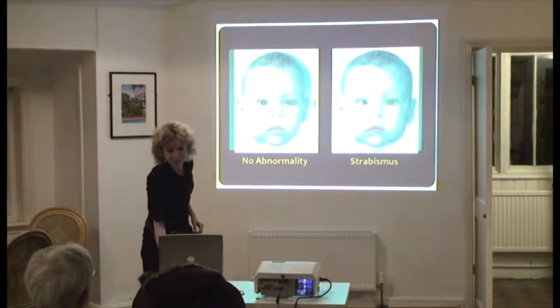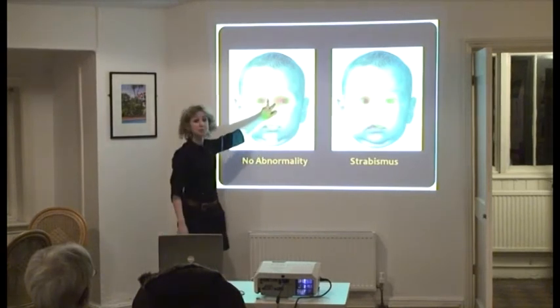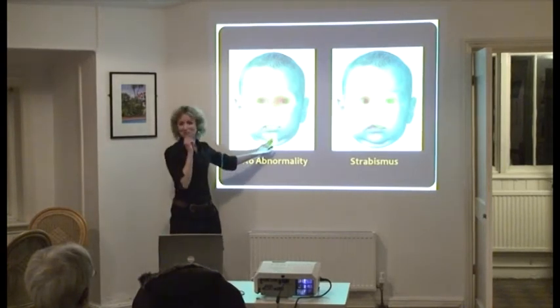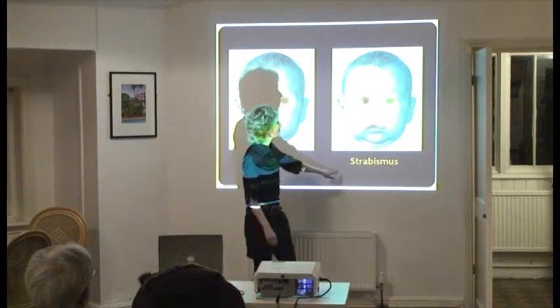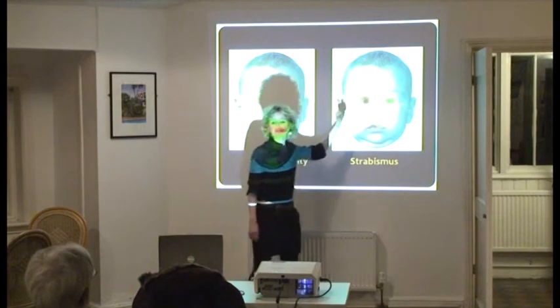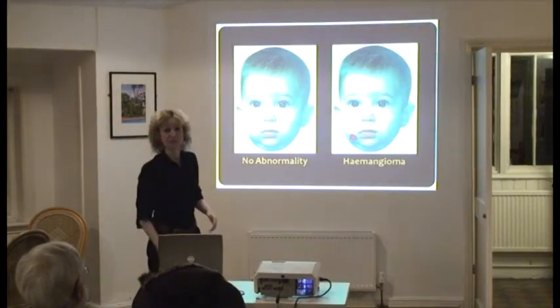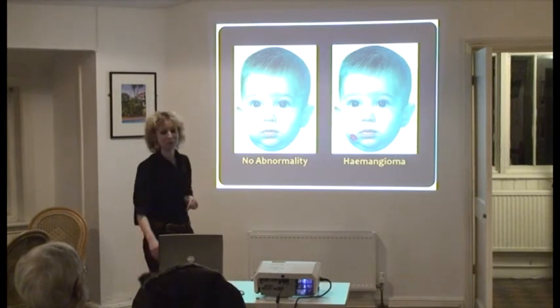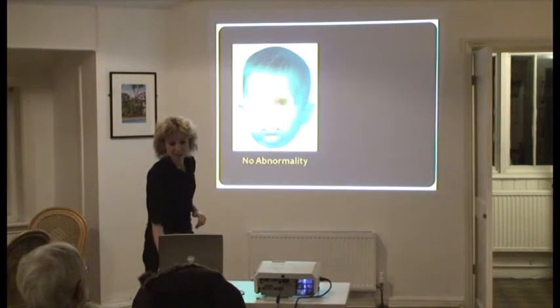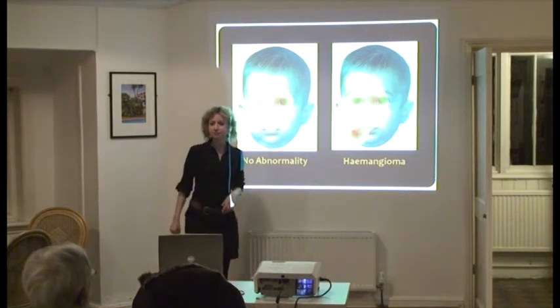And the same thing happened here. When there was no abnormality, you can see people look at the eyes, and a little bit at the baby's double chin. However, when the infant has strabismus, their focus goes to the affected eye. And in the last example here, we've got an infant with no abnormality, and one with hemangioma. Again, you can see that the focus shifts down to the hemangioma.